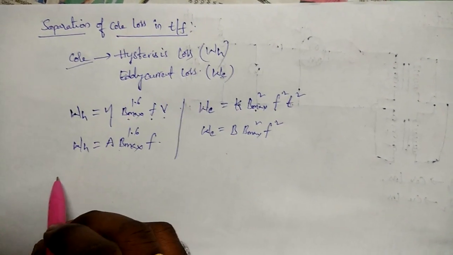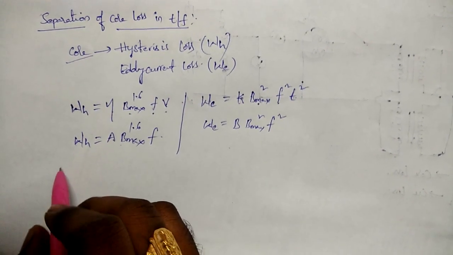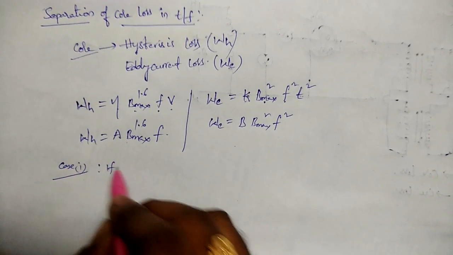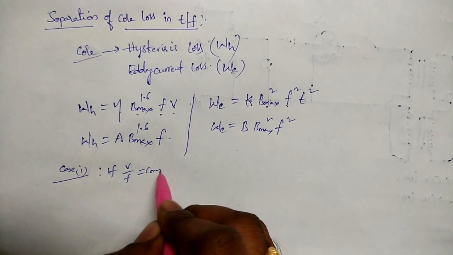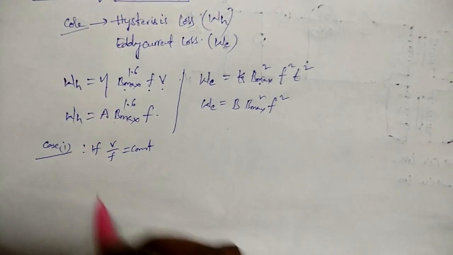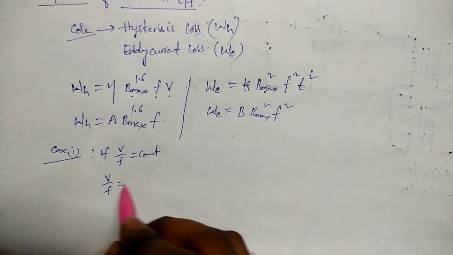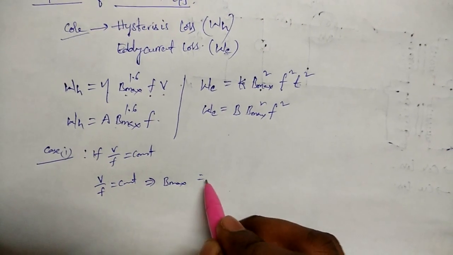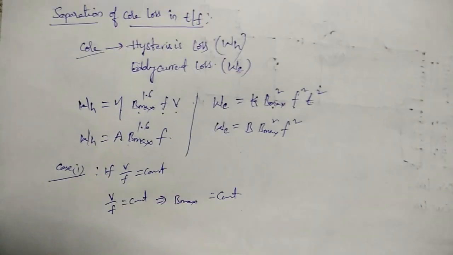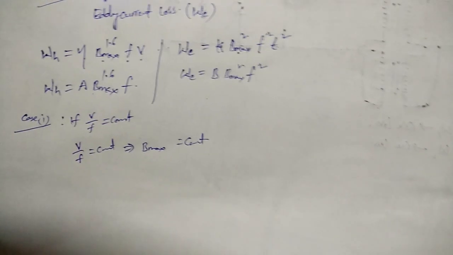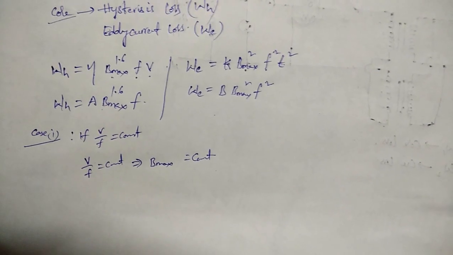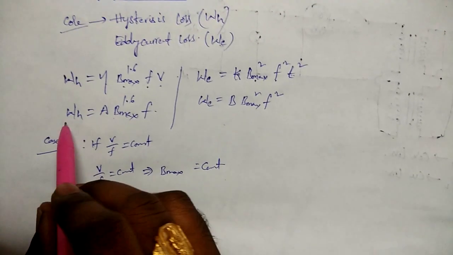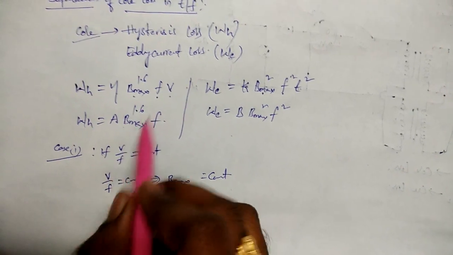Now we will discuss two cases. Case 1: V by F is equal to a constant. When V by F is constant, that means the maximum flux density is also constant. When the voltage by frequency ratio is constant, the maximum flux density in the core of a transformer is also constant.